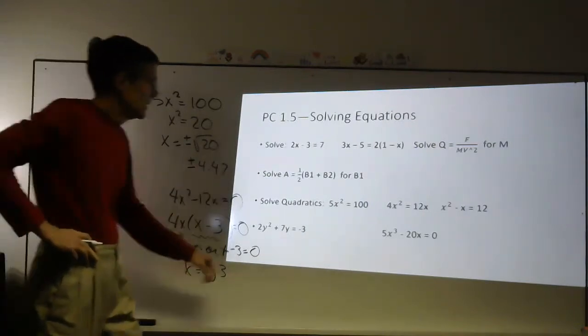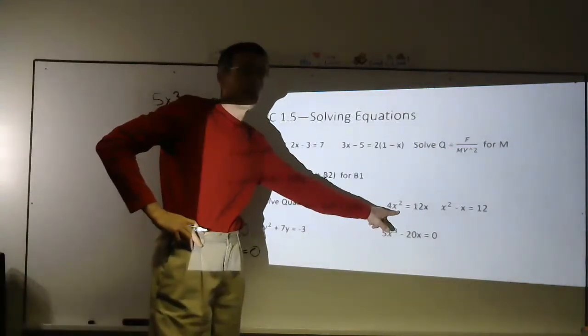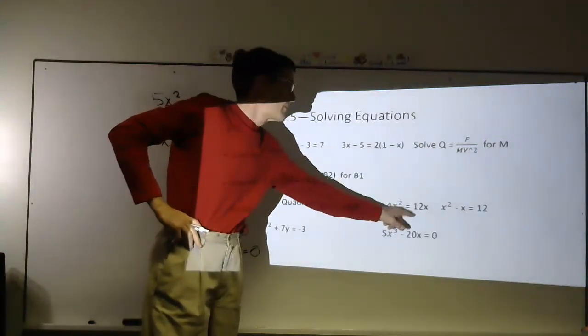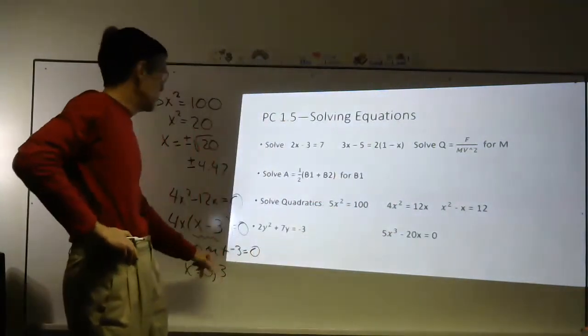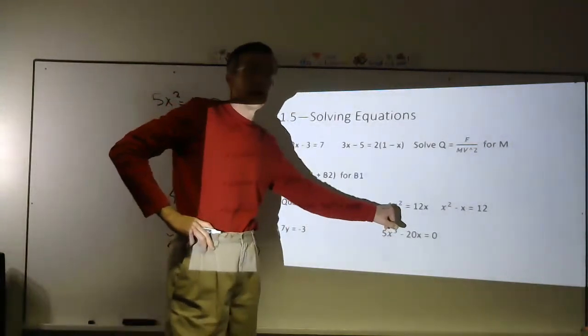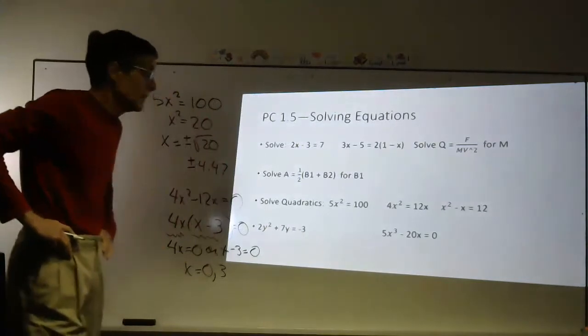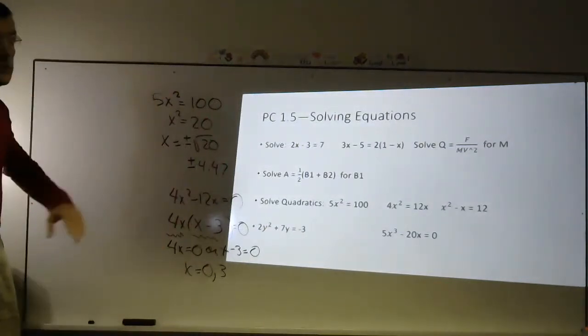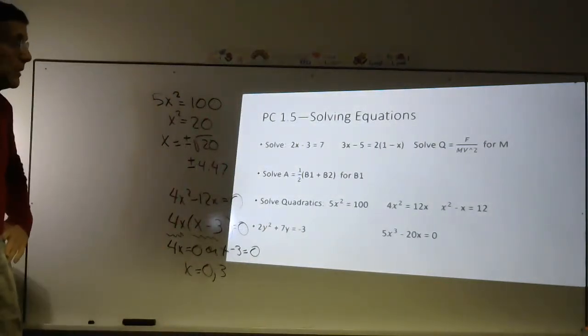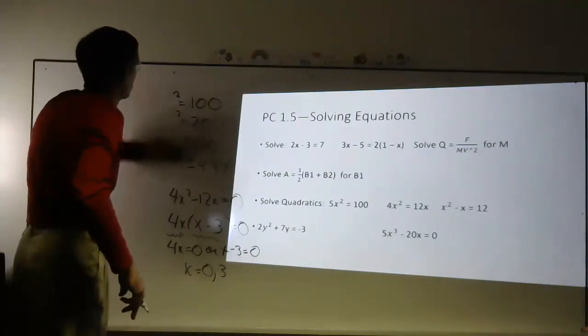I get 2 answers of 0 and 3. You can check it. Put 0 in. 0 squared, 0 times 4 is 0. 0 times 12, 0. 0 equals 0. Put 3 in. 3 squared, 9 times 4, 36. 3 times 12, 36. They check. Okay? That is solving a quadratic equation by factoring. All right?